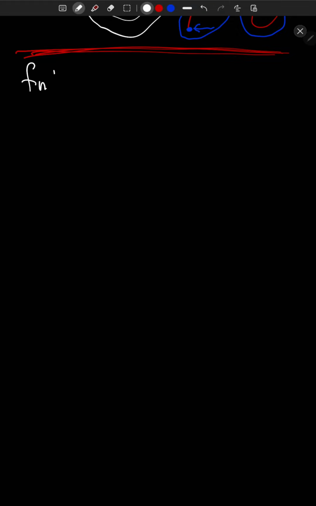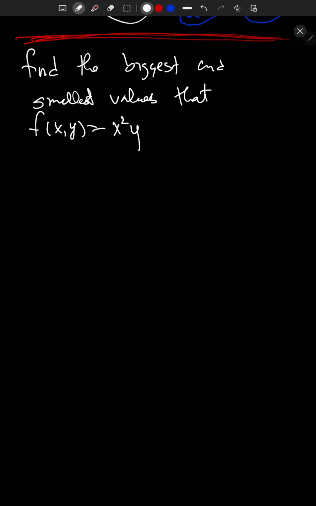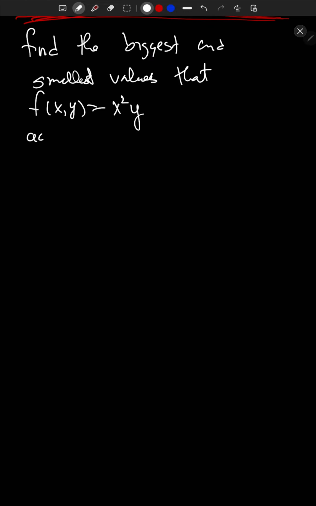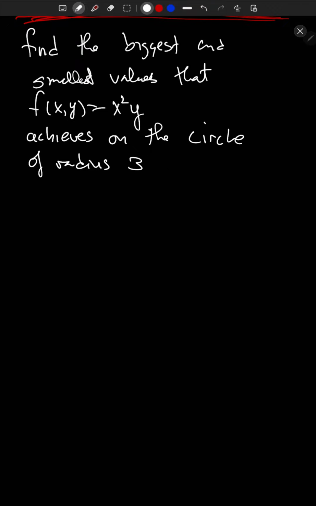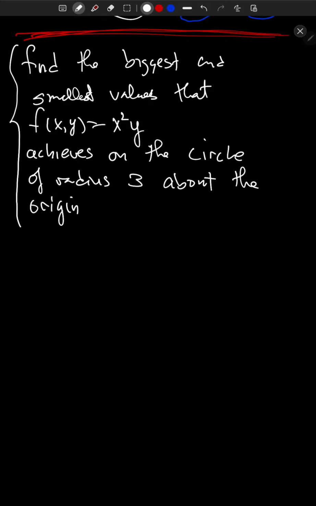So let's find the biggest and smallest values that f of x comma y equals, and let's just do a relatively simple function, this guy achieves on the circle of radius 3 about the origin. This is one typical example of a Lagrange multiplier problem.